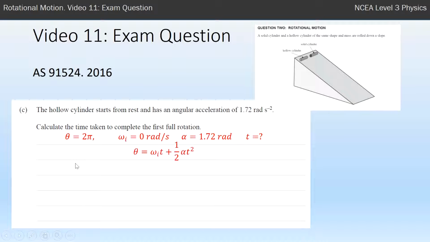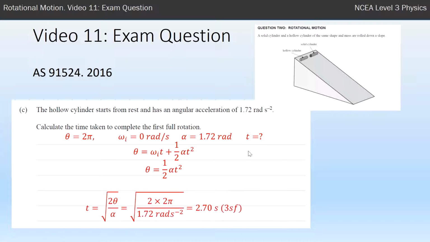So I look for a formula that has all of those. In video 5 I show them, and you've got them all in your formula sheet. This formula here has all of the information. There's a shortcut here, because omega is 0, and 0 times time is 0, so I can rewrite the formula as just this. I'm not going to go through how to rearrange it. By this stage, hopefully you're skilled enough to rearrange it. To find t, this is it rearranged. Put my numbers in, and I get out 2.70 seconds.